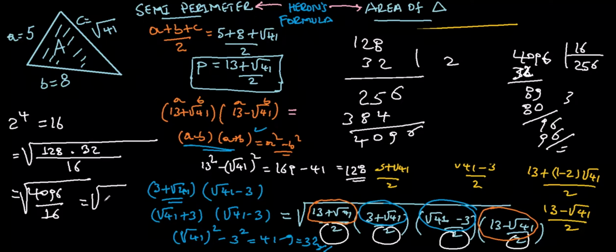So it will be the square root of 256. Then out of the square root, it will be 16 units square. If it is centimeter, centimeter square. If it is meter, meter square.